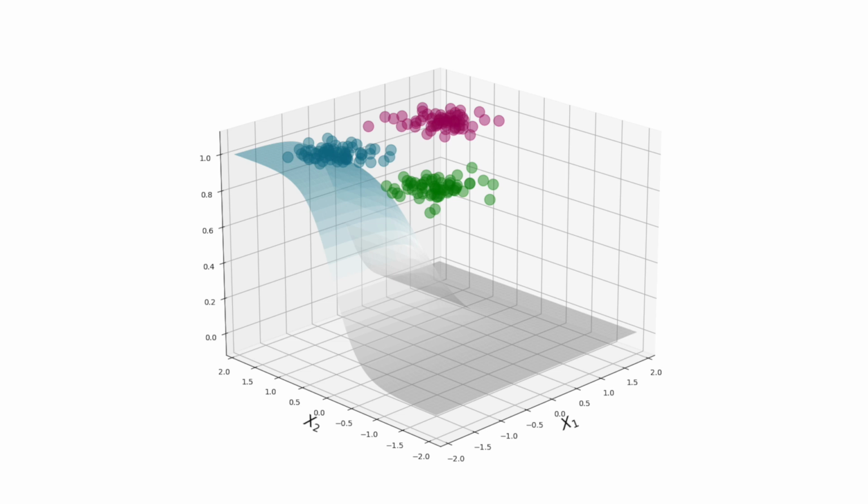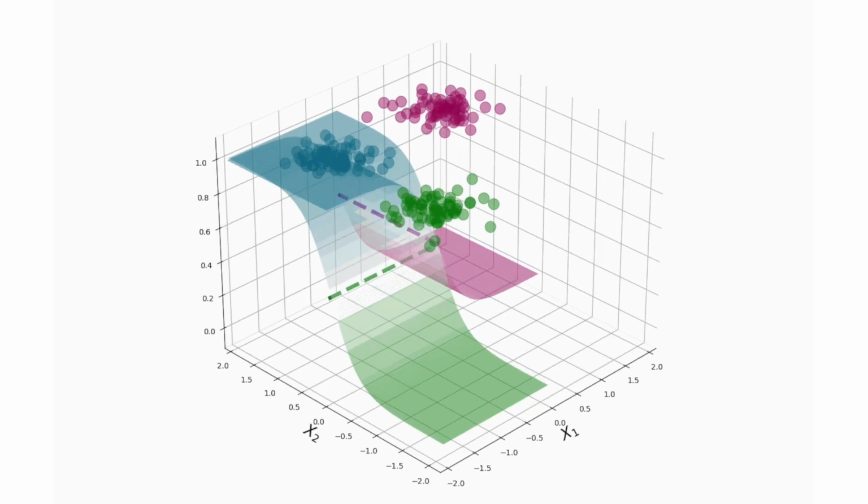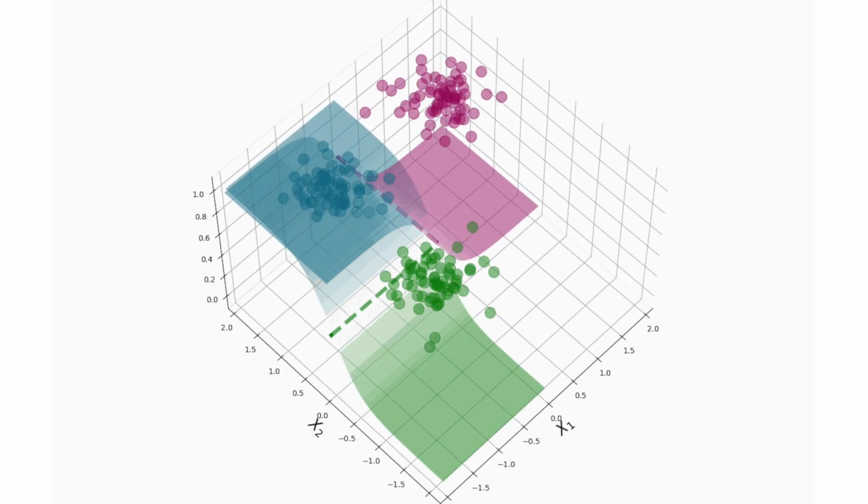But how do we use this function for classification? A high probability for this function means a high probability of blue, but we don't know if a low probability means a high probability of purple or high probability of green. Since we can think of this function as a combination of sigmoids, we just need to figure out how to draw out each specific sigmoid component.